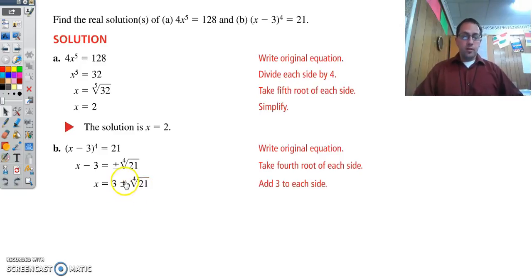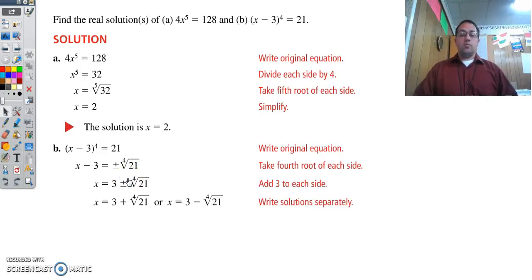Now, since this is two separate answers, we're going to write it as two separate answers. So we have x equals 3 plus the 4th root of 21, or x equals 3 minus the 4th root of 21. That's the plus minus there. Now we're going to stick this in our calculator and get some actual numbers. And so we have x is approximately 5.14, or approximately 0.86.